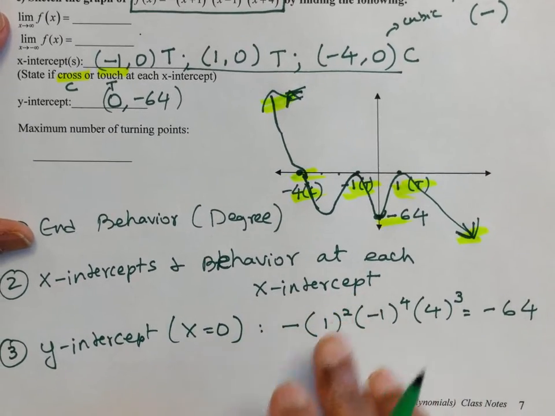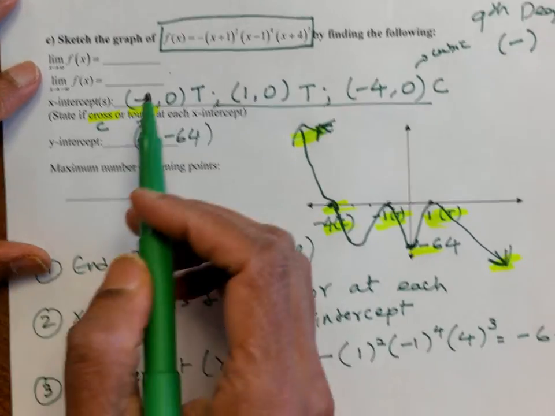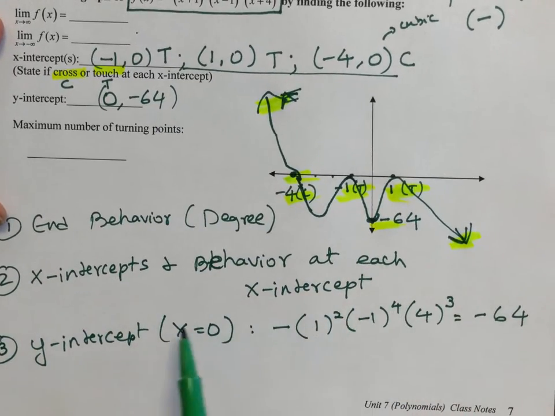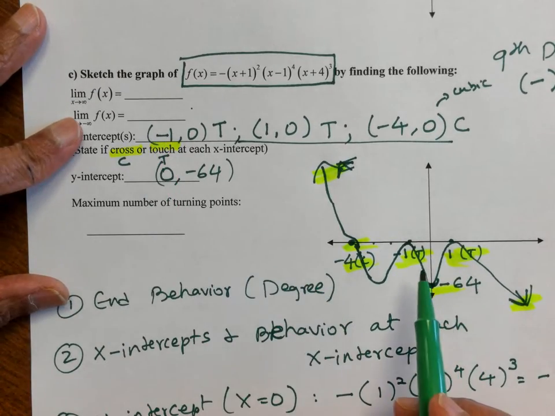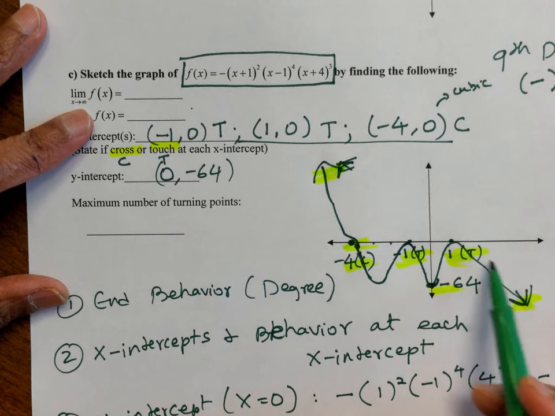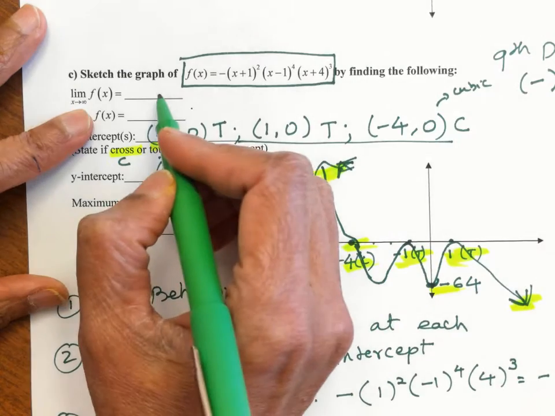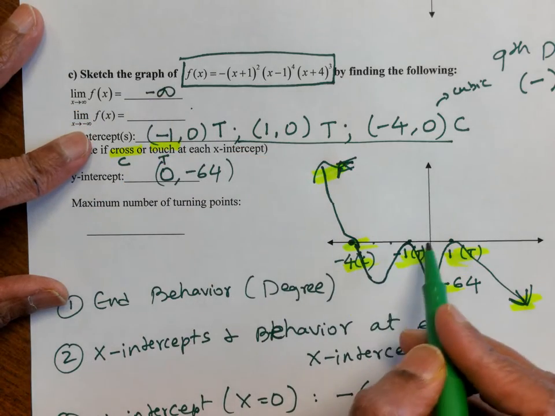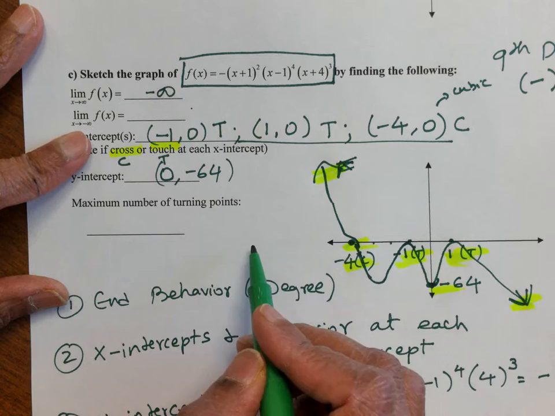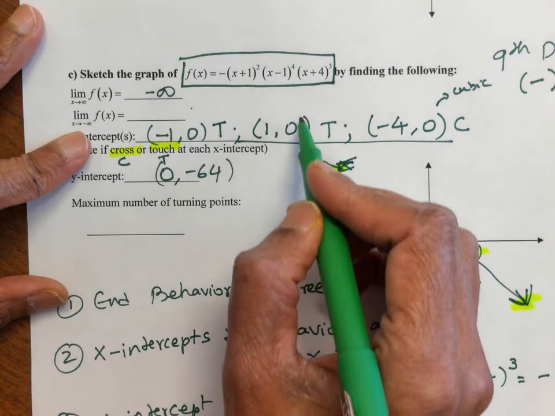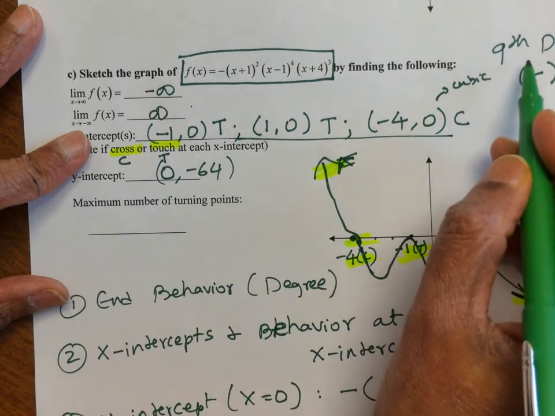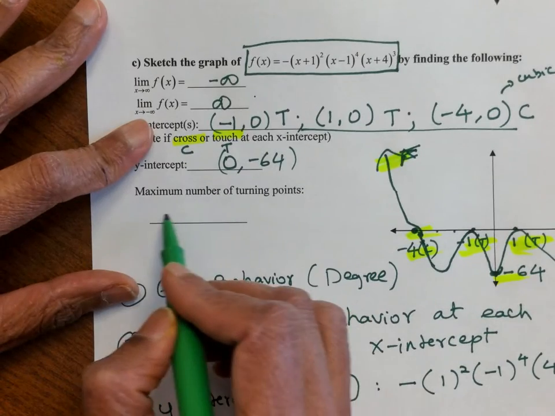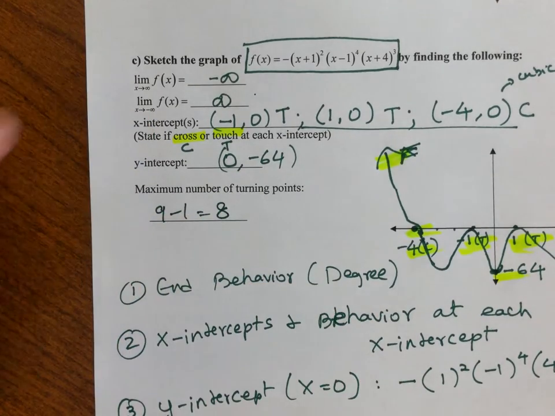Sorry, some of it went down to negative 64. If you couldn't see the y-intercept, this is the work for the y-intercept, the negative 64. Then let's quickly write the limits. As x is going towards positive infinity, my graph is falling down and y is going towards negative infinity. As x is going towards negative infinity, the graph is going up to positive infinity. Maximum number of turns: it's 9th degree, so it's going to be 9 minus 1 equals 8. So this is your second graph.